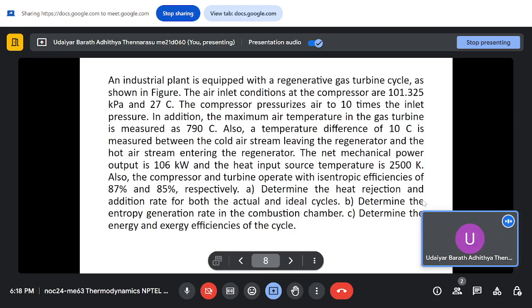Now determine the heat rejection and addition rate for both the actual and ideal cycles. Determine the entropy generation rate in the combustion chamber. Determine the energy and the second law efficiency or exergy efficiency of the cycle.